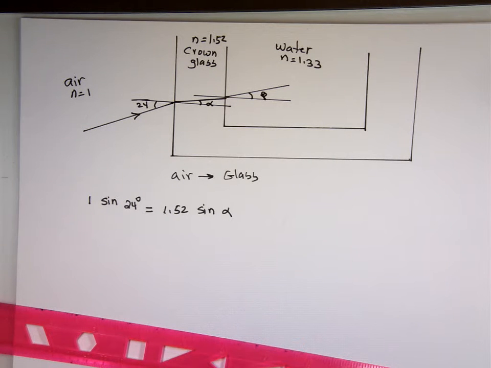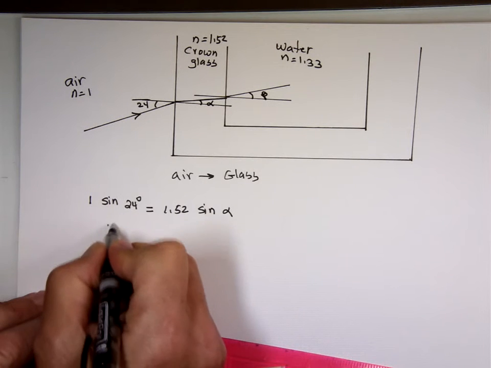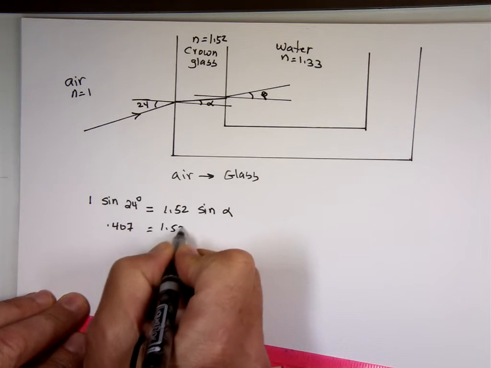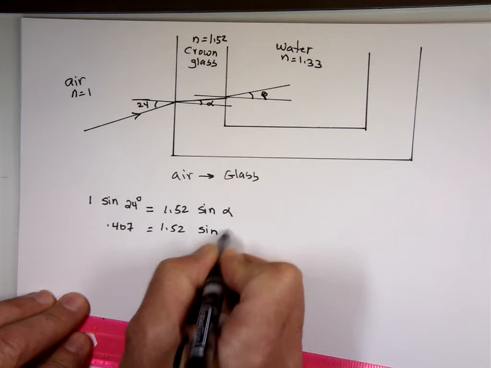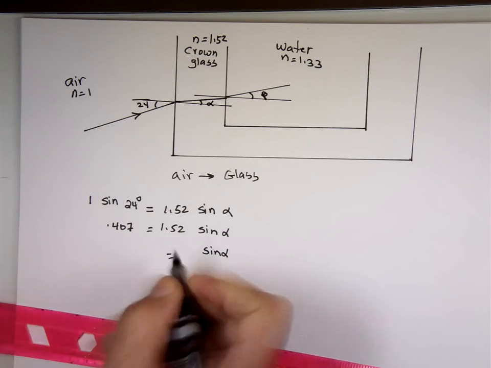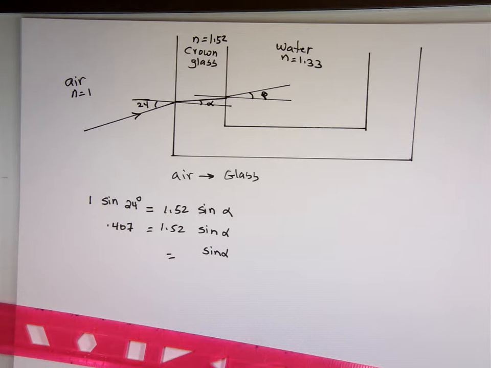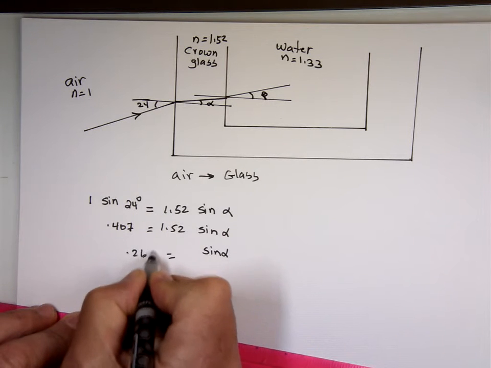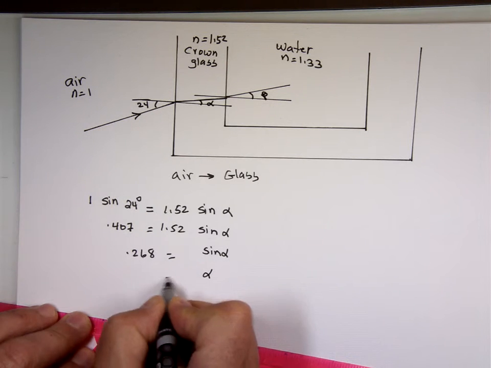Let's take sine 24, 0.407 equals 1.52 sine of alpha. What is sine of alpha? 0.268. Alpha is going to be what? The inverse sine.